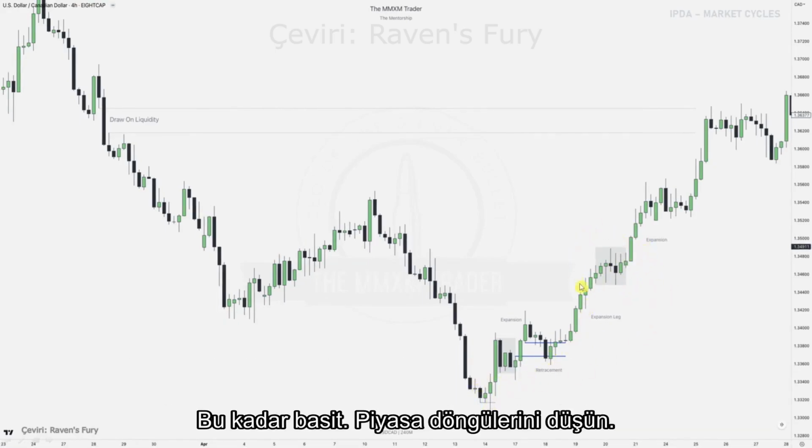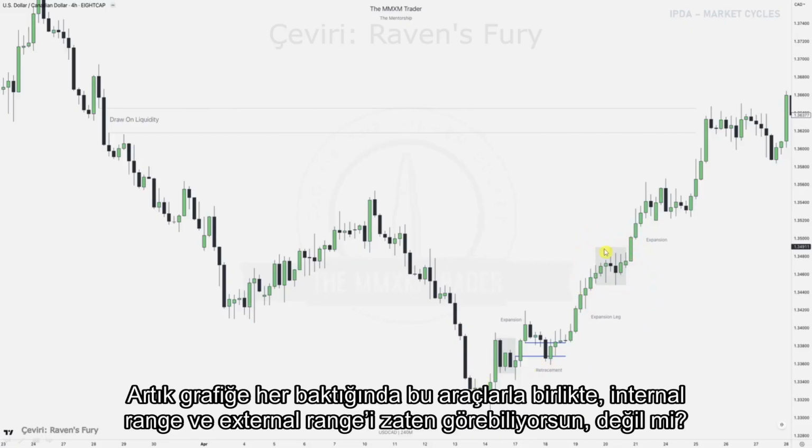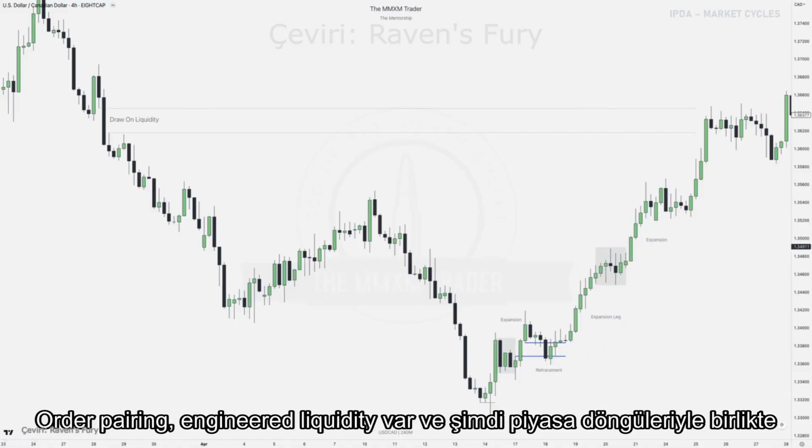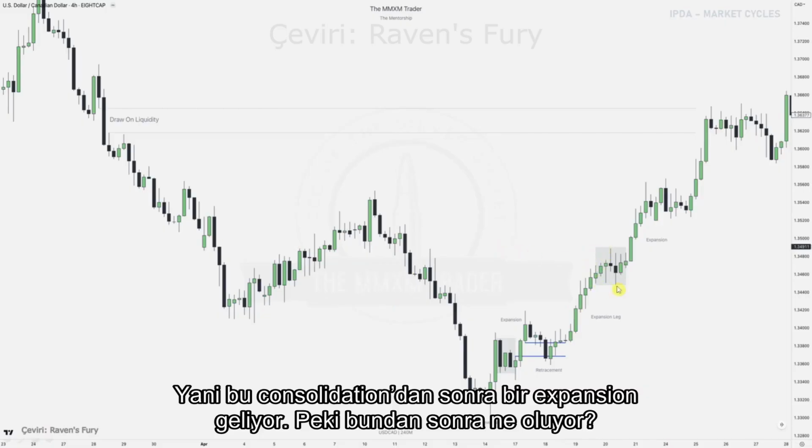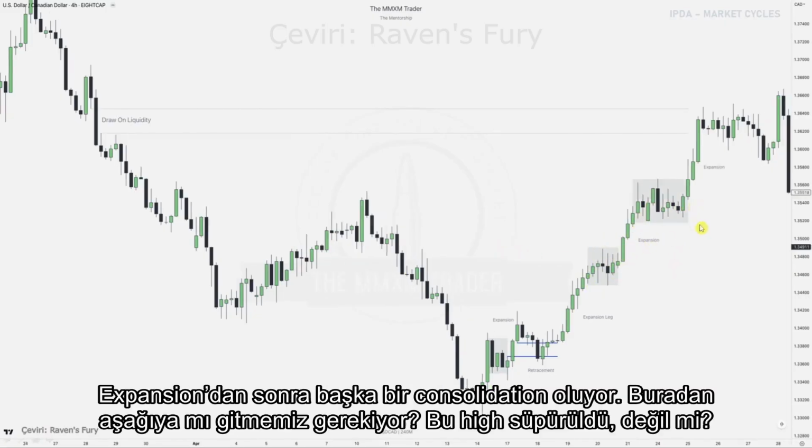Think about those market cycles every time you look at the charts. With these tools already, you have that internal range, external range, right? You've got that order pairing, engineered liquidity, and now with the market cycles, you have an even clearer vision of what needs to happen and where price needs to draw into. So this consolidation, we have an expansion afterwards. What happens after this expansion? We have another consolidation. So do we need to go down from here?